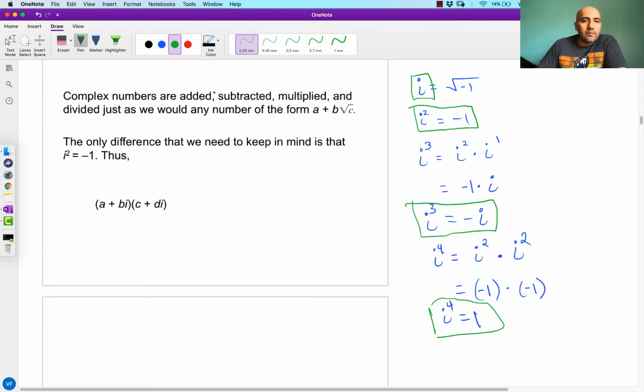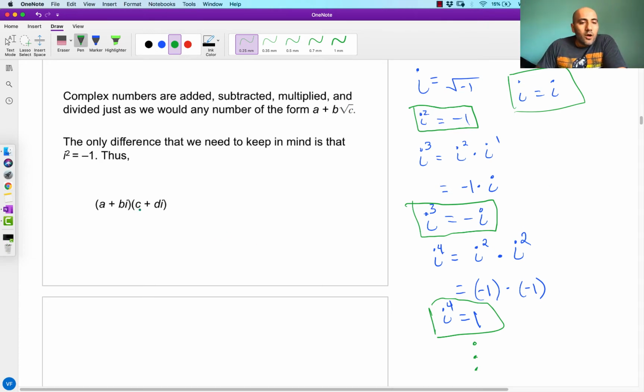So here, let me write this out. I'm just putting i equals i. There's nothing special about that. So i is just i, i squared is negative 1, i to the third power is negative i, and i to the fourth power is 1. We'll continue with this pattern down the road a little bit, but for now, that's more than enough for what we wanted to do.